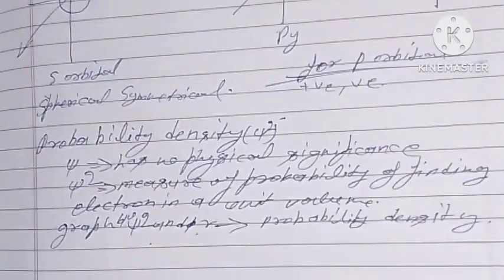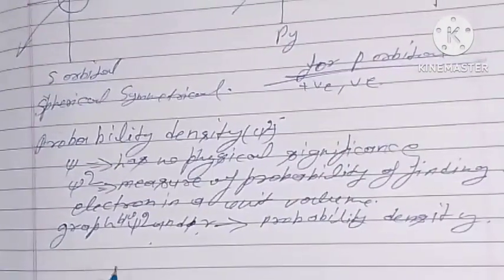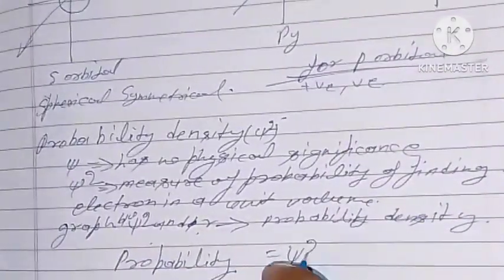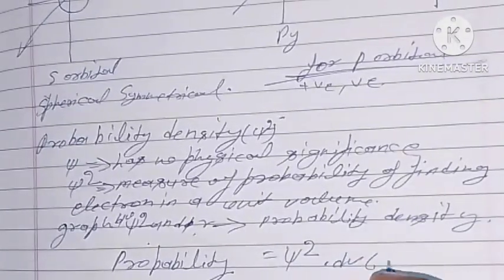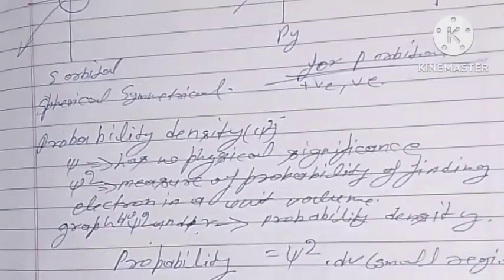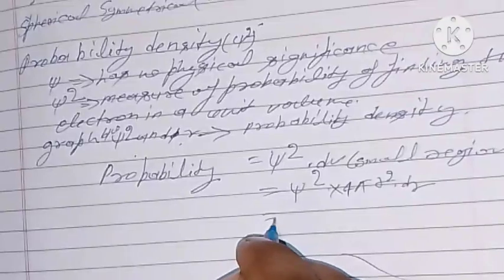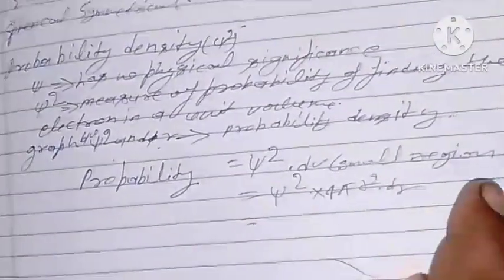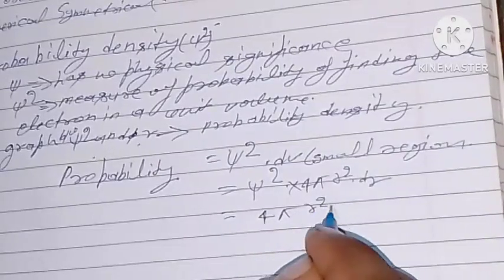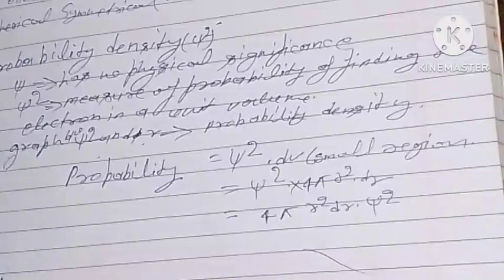Suppose we have to calculate the probability in a small area, then we multiply psi square with the area of the small region. Probability equals psi square into dV. This is a small volume, this is the small region. Then psi square into 4 pi r square into dr, equals 4 pi r square dr into psi square. That means radial probability.